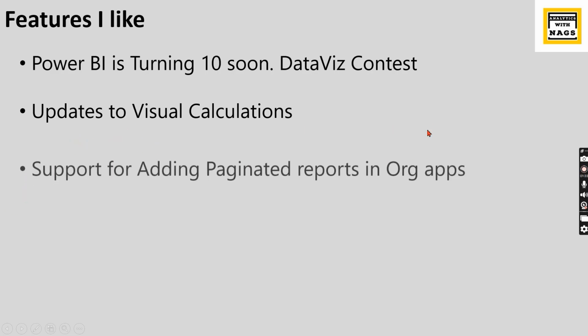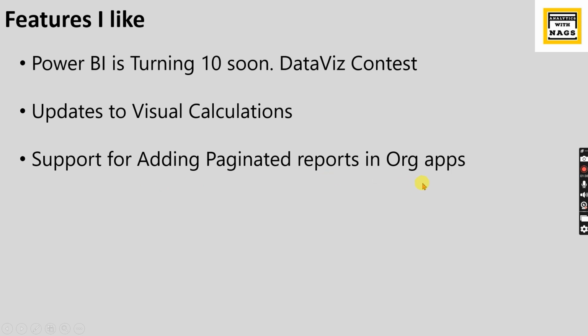There is some updates. Support for adding paginated reports in org apps. If you're not familiar with org apps, with the introduction of Fabric, you can have multiple apps per workspace. Earlier in Power BI, you had only one app per workspace. Right now, with org apps in the Fabric workspace, you can have multiple apps within the same workspace. And what is special in this release, you can also add paginated reports. Earlier, paginated reports were not supported in the apps. Right now, you can also add paginated reports in the org apps.